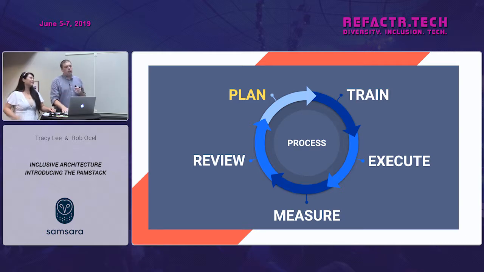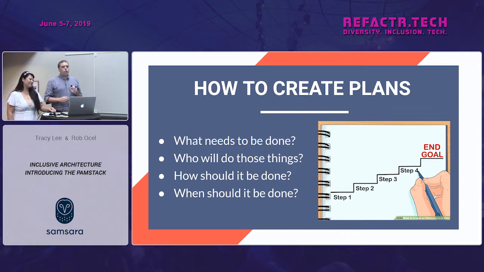Which is planning. And when we're creating plans, we want to ask ourselves a couple questions. Some of this might be obvious, but it's actually really important. So for example, we want to ask what needs to be done. Obviously, that should be really important with our plans. Who's going to do those things? How should it be done, and when should it be done? Also very important to know when to actually implement some of these processes. Now we're going to actually write these things down, and then we're going to follow them.